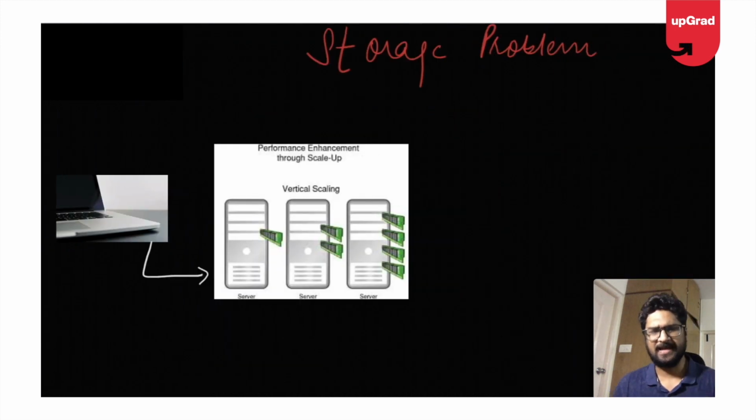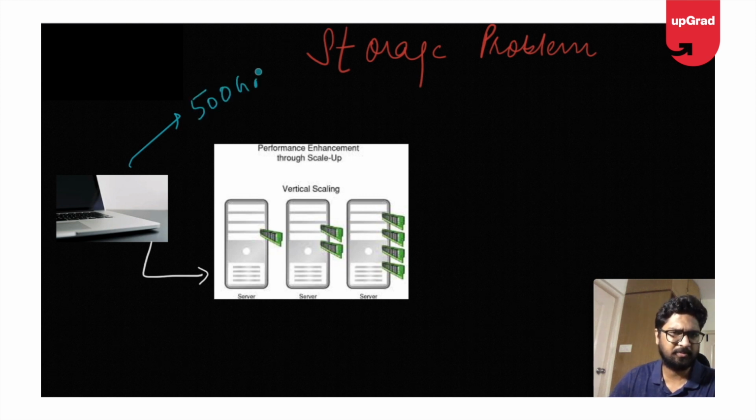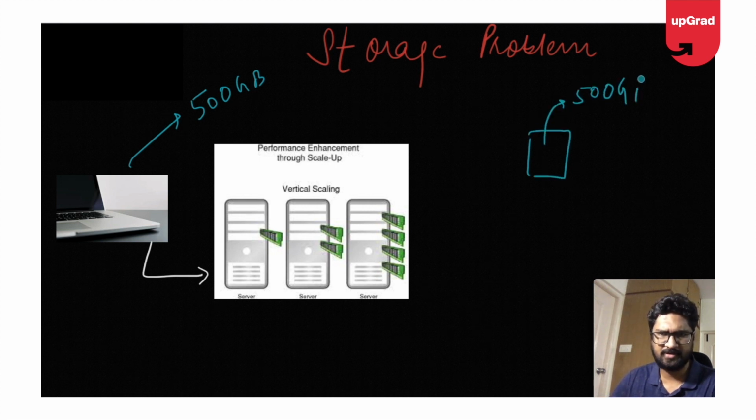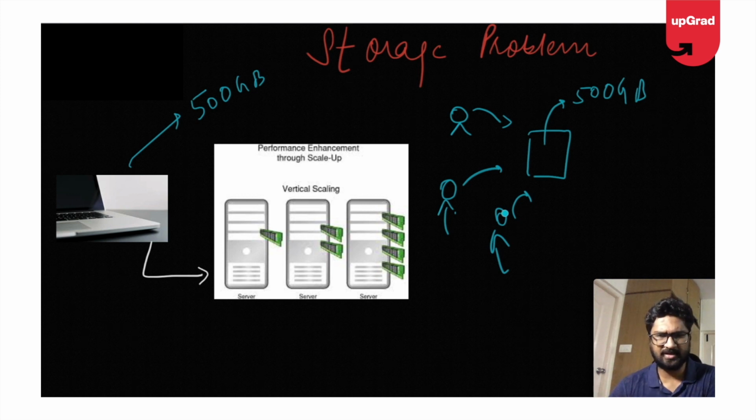The problem starts happening when you try to store beyond a certain limit. For example, let's say initially this laptop has a storage of 500 GB. Suppose the application or website became more and more famous, so I have a system with a storage of 500 GB, but because more and more users have started using it, the amount of data that I need to store now is, say, 600 GB.